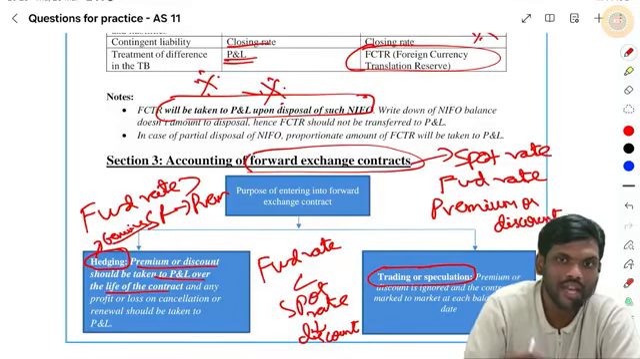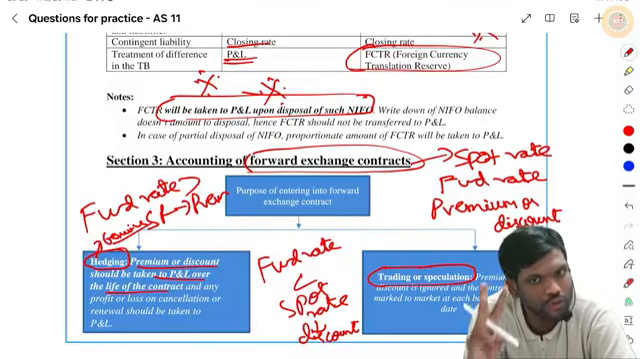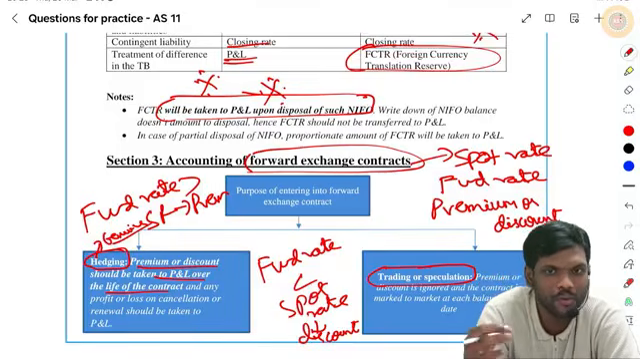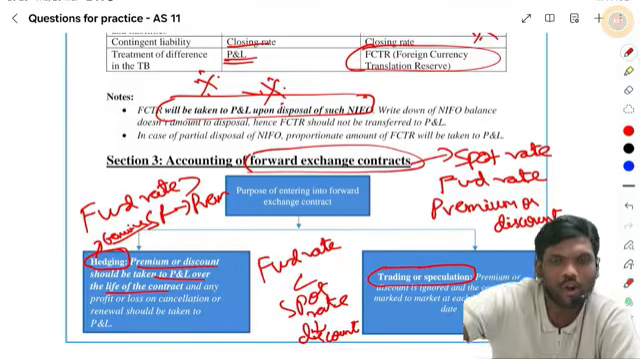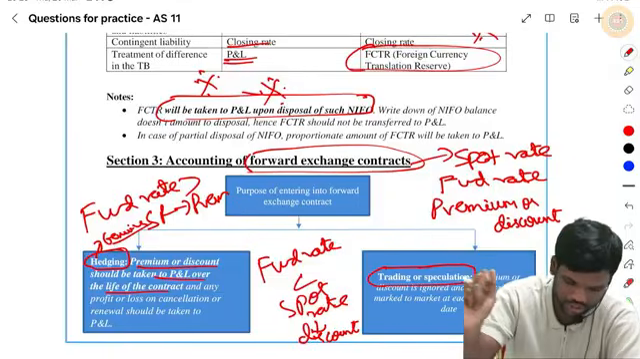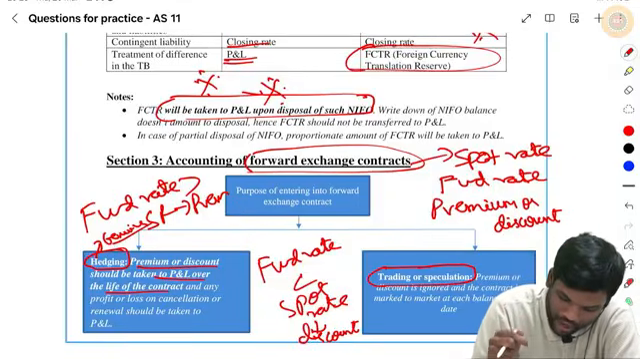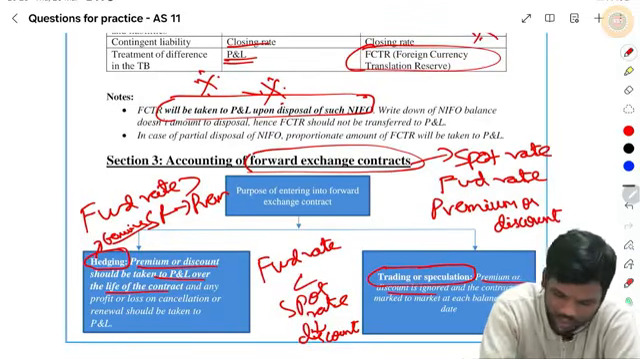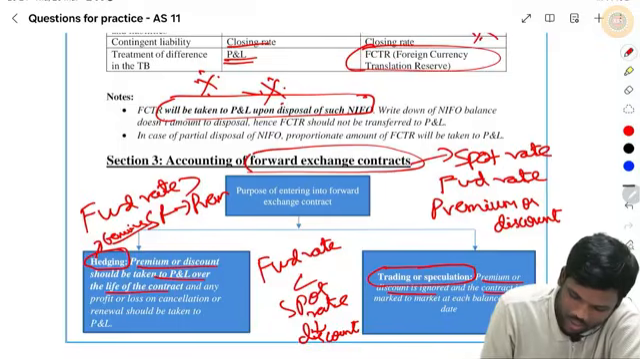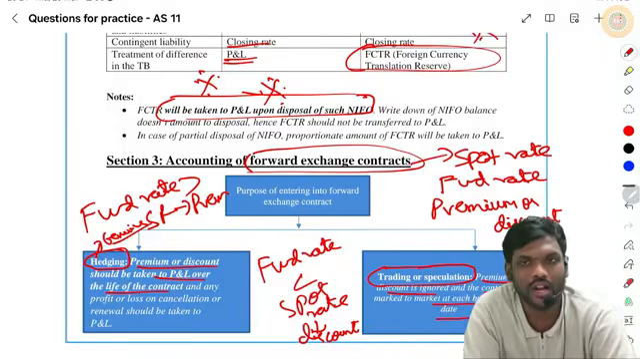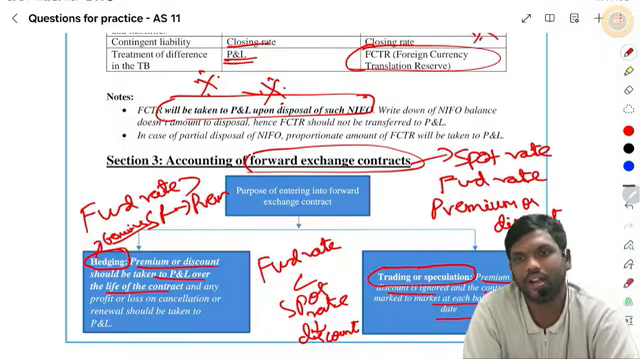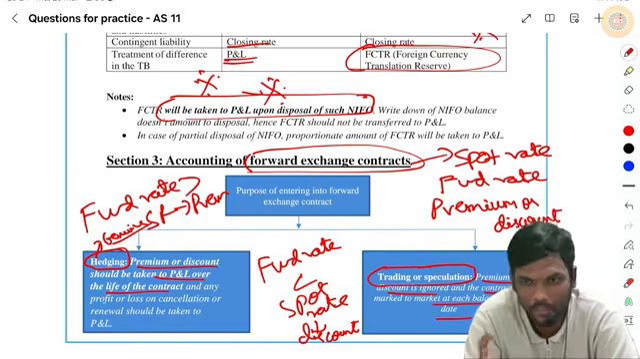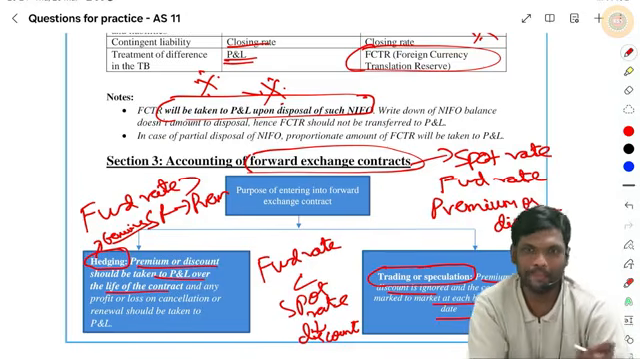For example, if that contract is entered into for 3 months, then this premium or discount should be split across 3 months if you're a hedger. But if you are a trader or a speculator, you will not bother about premium or discount. On every balance sheet date, you will check what is the market value of the contract and you will account that market value. This is what is called mark to market or MTM.